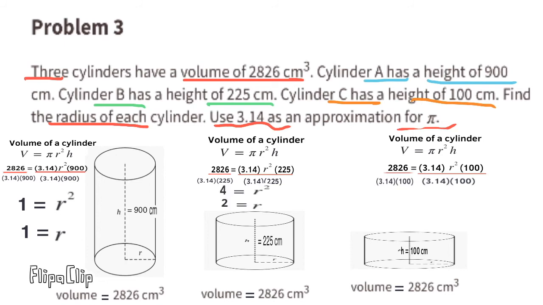Now the equation for the second cylinder reads 4 equals r squared. The radius for the second cylinder is 2, since 2 times 2 equals 4. The equation for the third cylinder now reads 9 equals r squared. And the radius for the third cylinder is 3, since 3 times 3 equals 9.